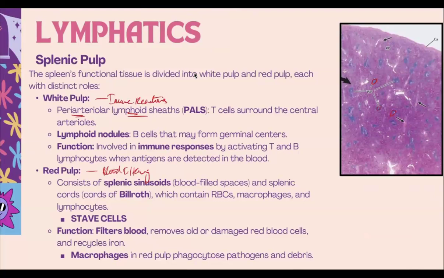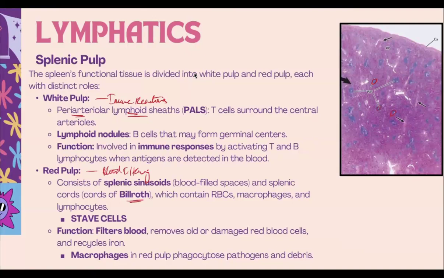Then we have the red pulp. The red pulp contains sinusoids, which are essentially places where blood can flow through, because they're carrying out the blood part of the spleen's function. They also contain splenic cords, something called the cords of Billroth, which is important here. They contain RBCs, macrophages, and lymphocytes in the red pulp.